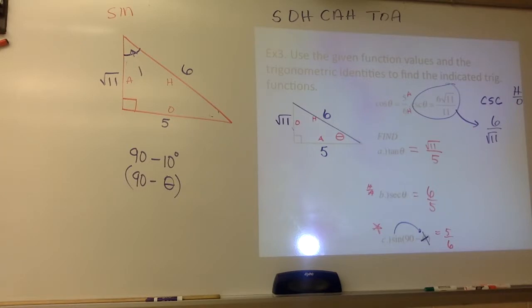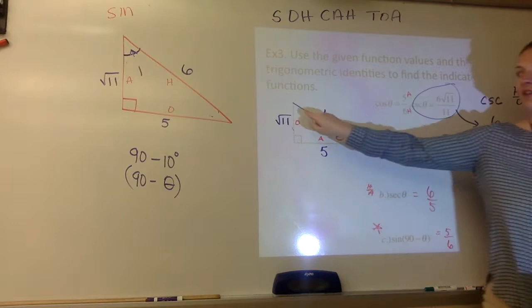This is always my counter argument. If you come to a test and you see this, let me erase the purple. If I wanted you to find the sine of theta, wouldn't I just say find the sine of theta? Why am I telling you 90 minus theta? Because I want you to switch the angle. I don't want you to find this angle. I want you to find the one at the top.